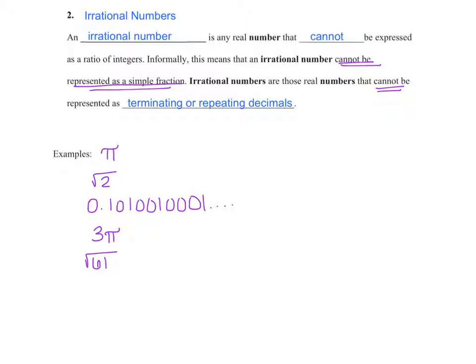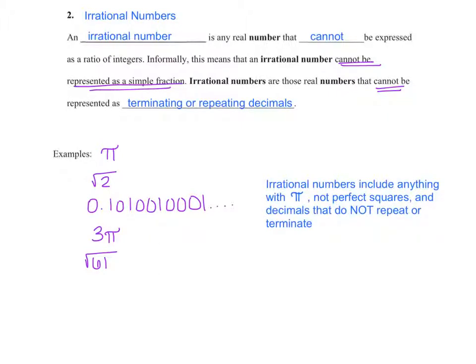So examples of irrational numbers typically include anything with pi, not perfect squares, and decimals that do not repeat or terminate.